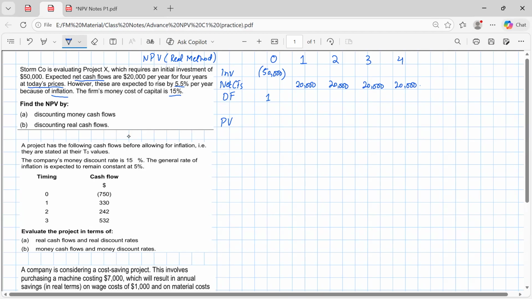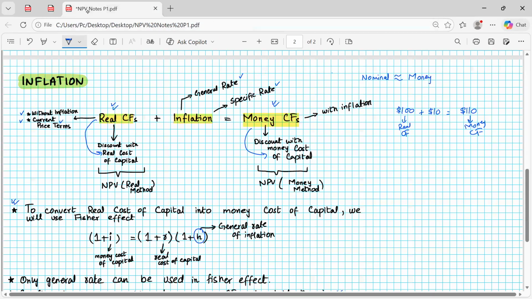But in the question, which type of cost of capital is given to you? Not the number, the type. Money cost of capital is given to you. And for the real method, you want the real cost of capital. So you have to convert the money cost of capital into the real one. And what was the formula here? The Fisher effect: 1 plus i is equal to 1 plus r, times 1 plus h.